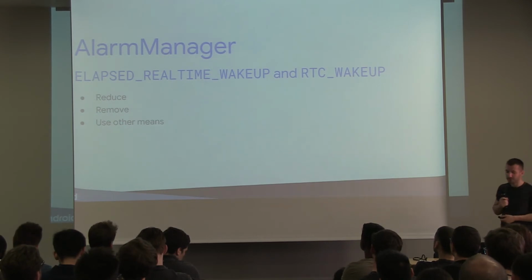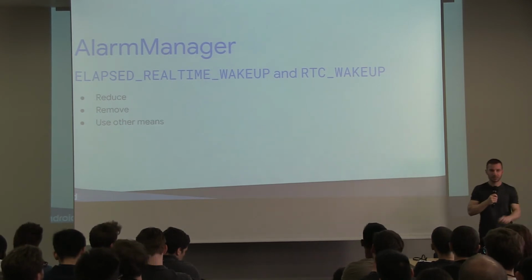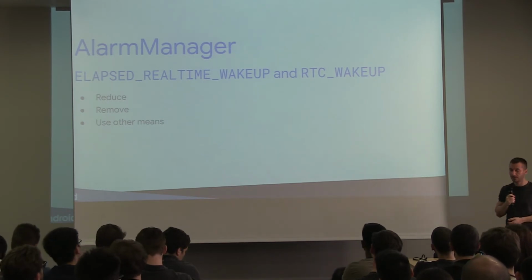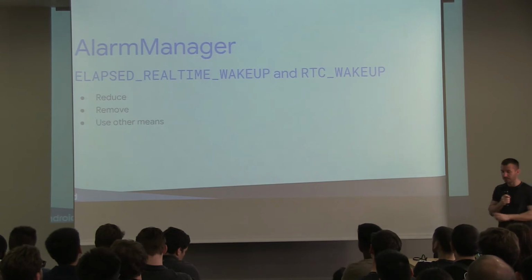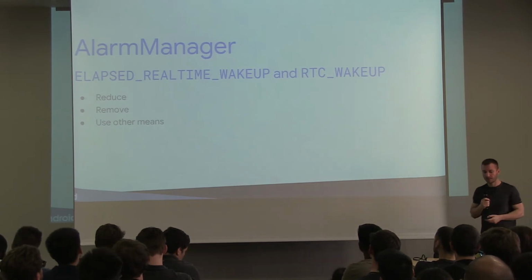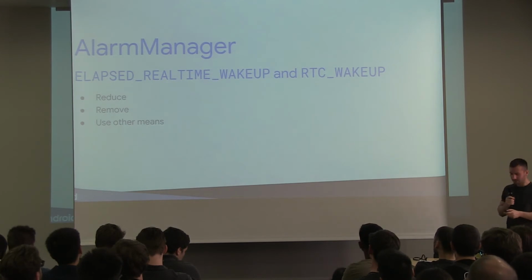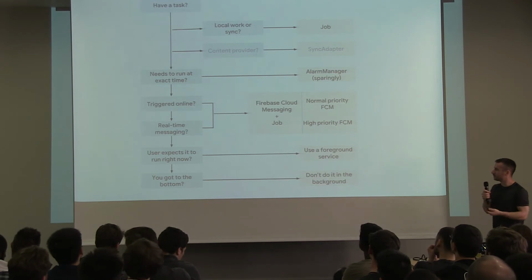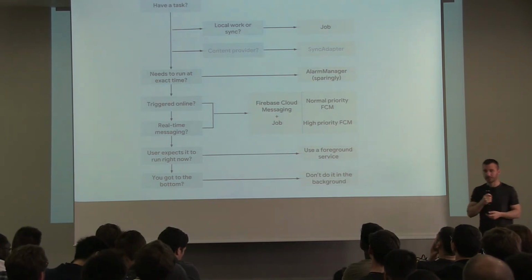So if you have to use them, reduce the frequency, reduce the types of situations when you want to run this, and so on. Or even better, just remove all uses of wake up alarms in your app, if you can, and use other means. So what do I mean by if you can? Well, maybe this chart is not ideal, but at least it gives you some guidance.